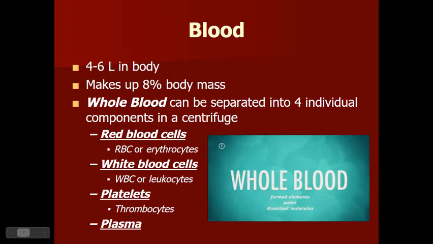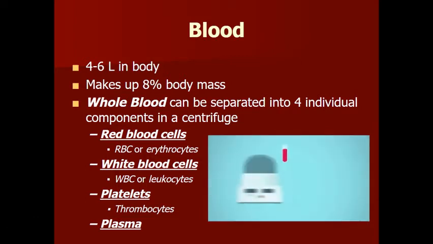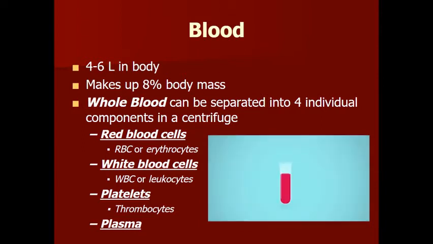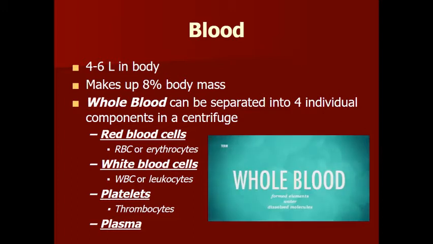So just some general characteristics about blood. We have a total of between 4 and 6 liters of blood in our body, which makes up about 8% of our body mass. Whole blood can actually be separated into 4 different parts if we put it into a centrifuge. A centrifuge is a machine that spins liquids at a very high speed. And when this happens, the heavier parts will go to the bottom and the lighter parts will float up to the top.